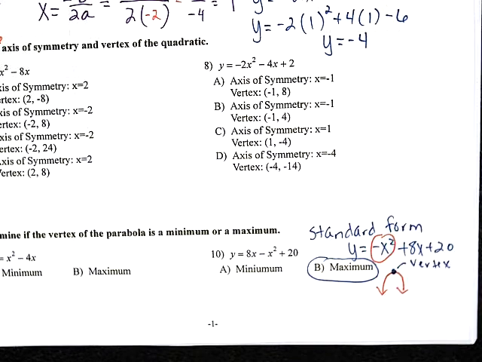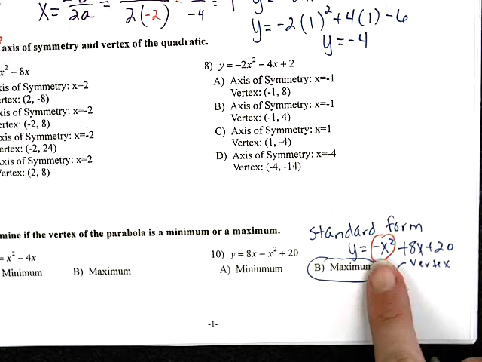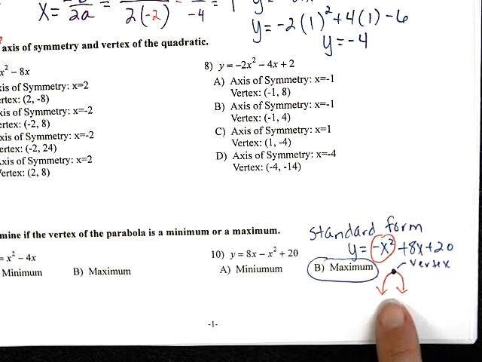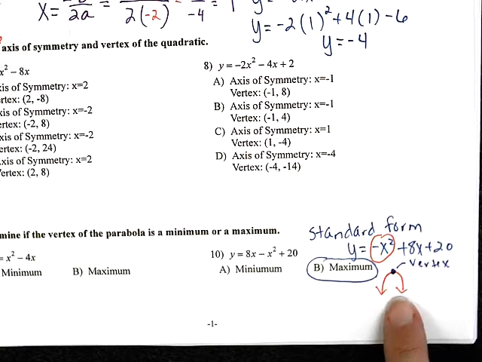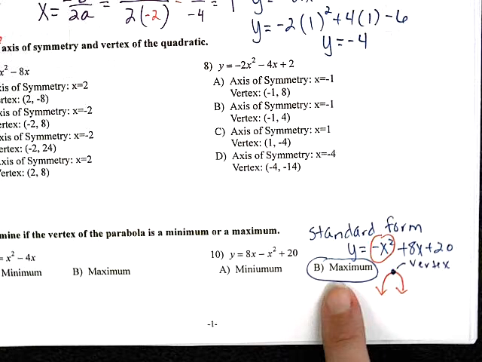So that is going to be a maximum. That is the work I'm looking for in a problem like this. Did you put it in standard form? Did you circle your leading coefficient so you know whether the parabola opens up or down? And then label your vertex, and so it's a maximum.